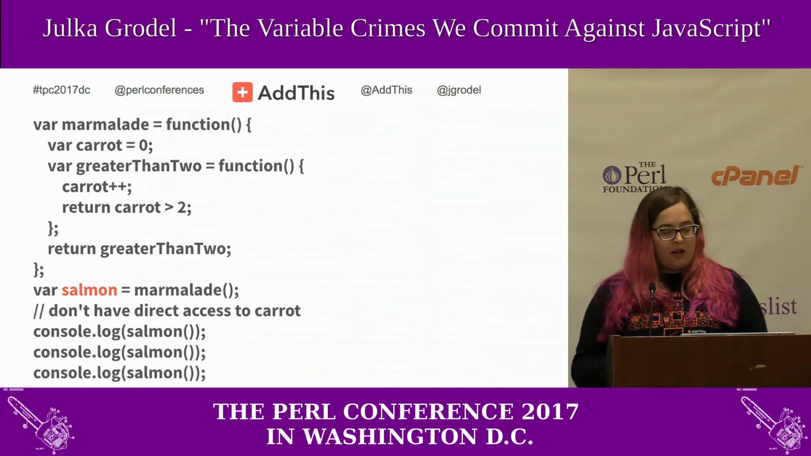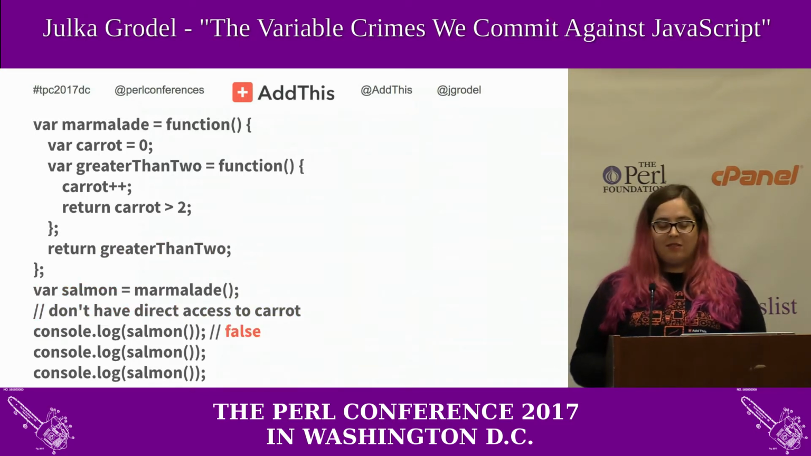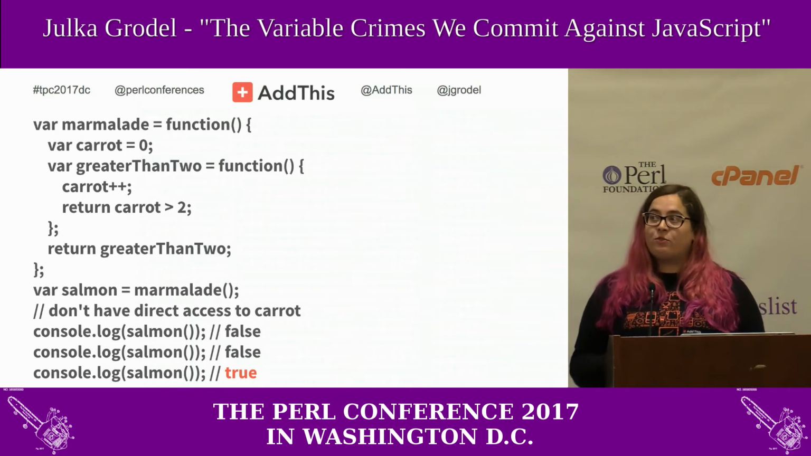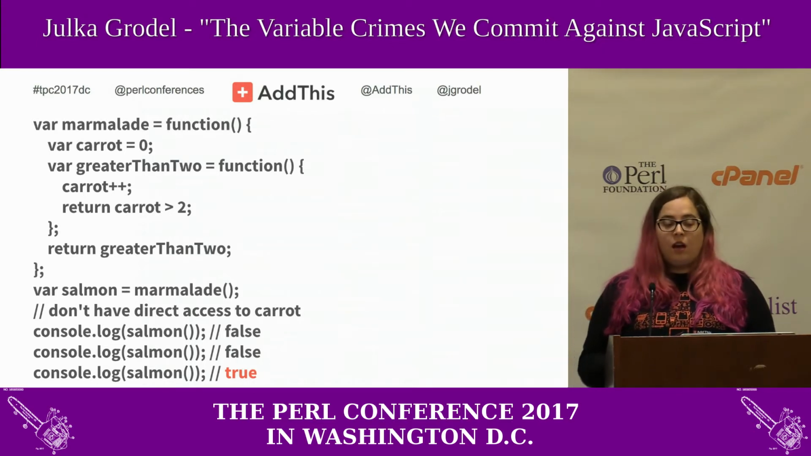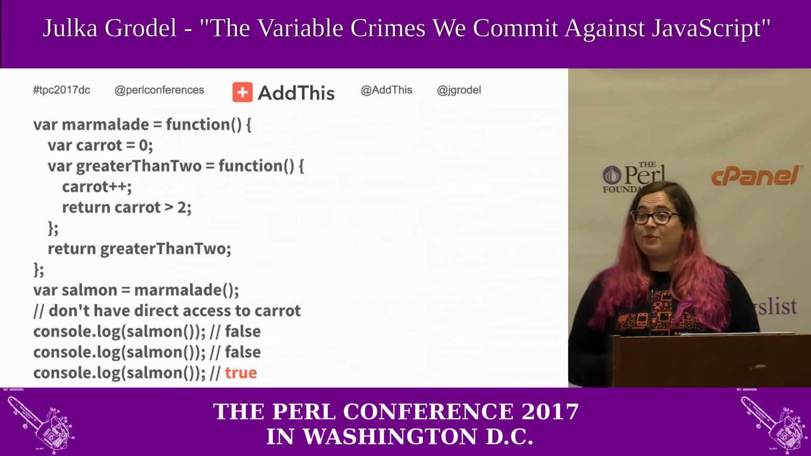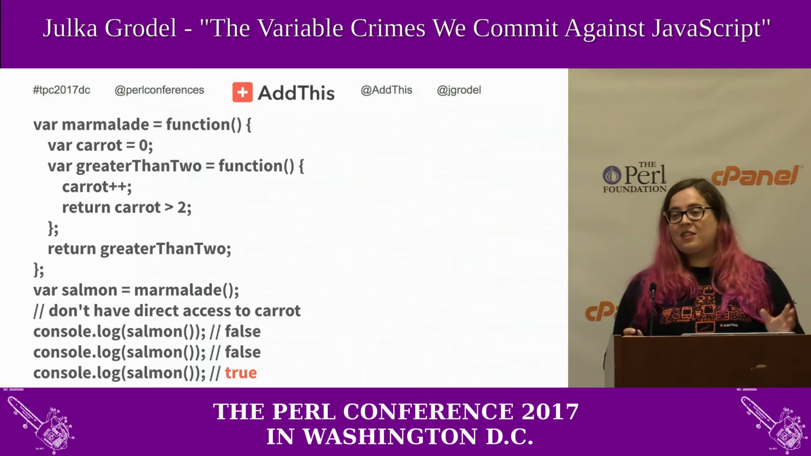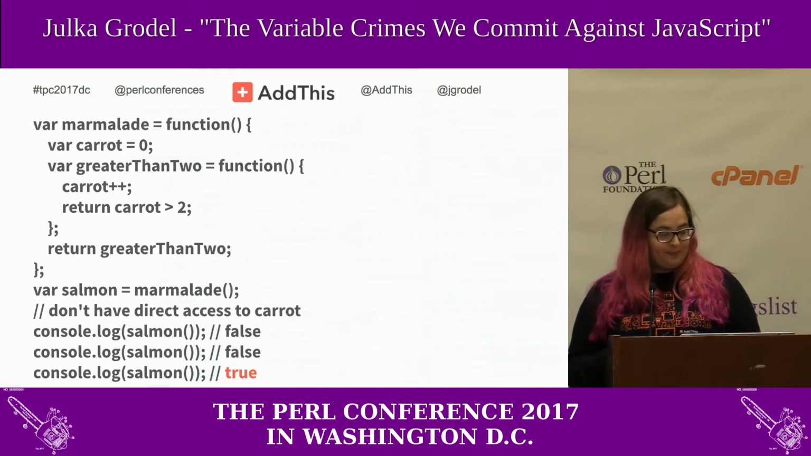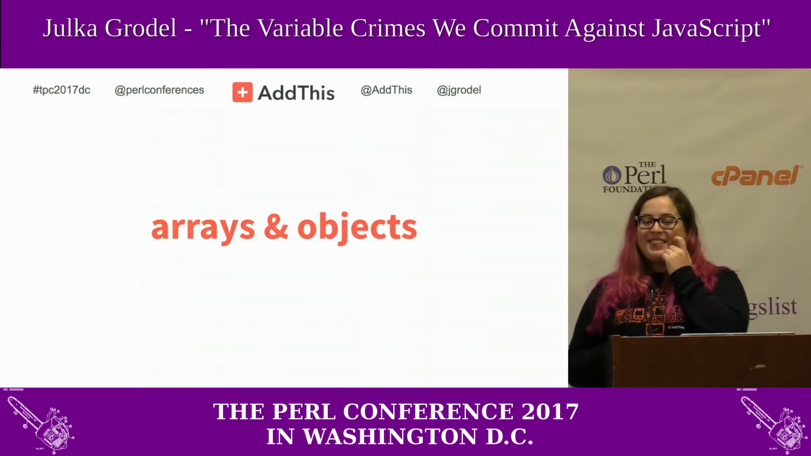And the first time I console log out salmon, I'll get a false. The second time, I'll get a false. Third time, I'll get a true. So this caret variable still exists in there, but we don't have direct access to it outside of the anonymous function there that we're putting into the marmalade variable. And that's closure for JavaScript. That's it. You've got some stuff contained so that other things can't come in and touch it and access it directly.